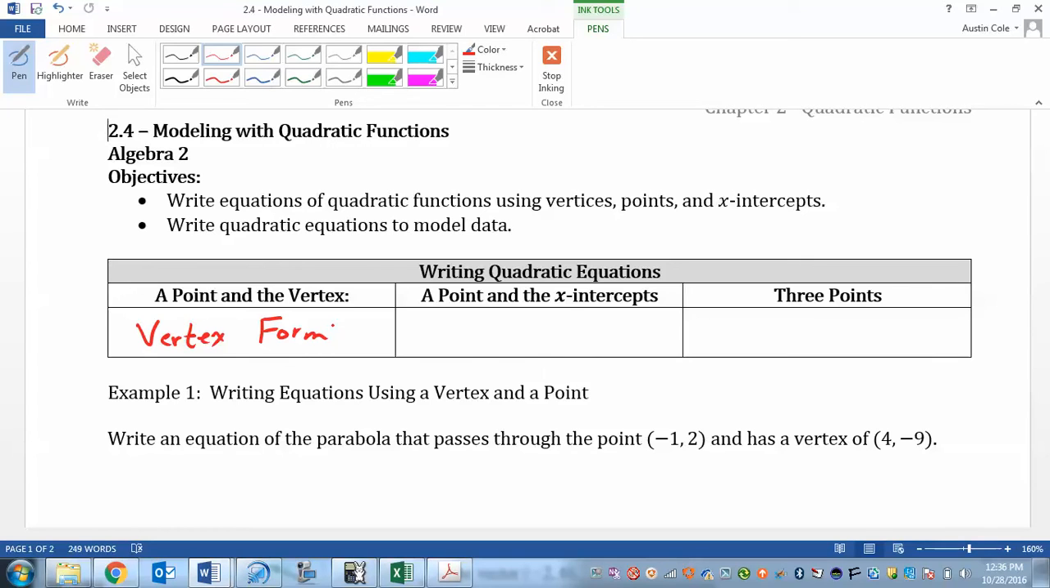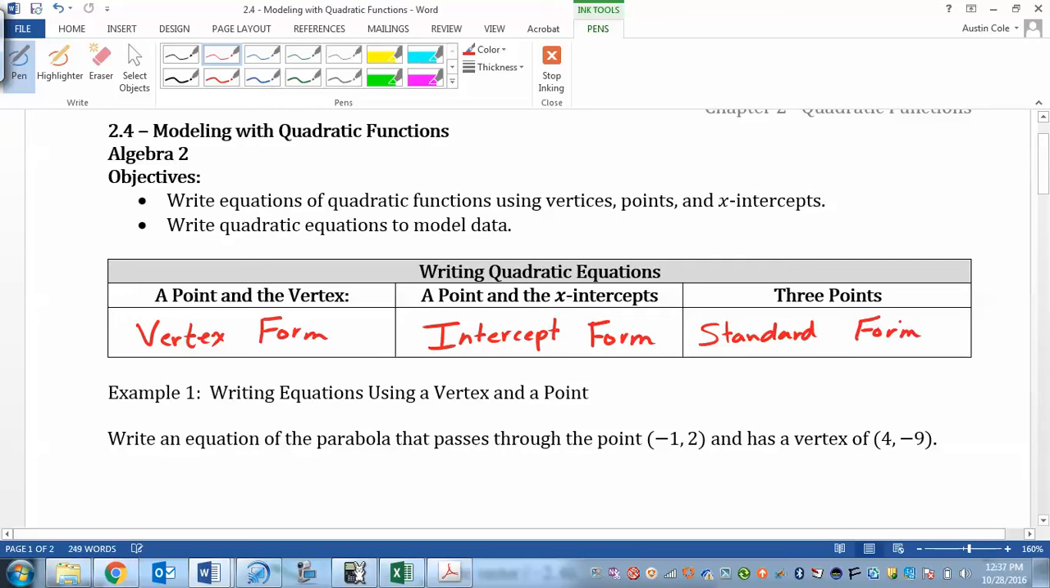Okay? I know this is going to blow your mind, but if we are given the x-intercepts, what form do you think we should use? Intercept form. Okay? And if we're given just 3 random points on the graph, we're going to use standard form. And then in the parentheses, I want you to put graphing calculator.